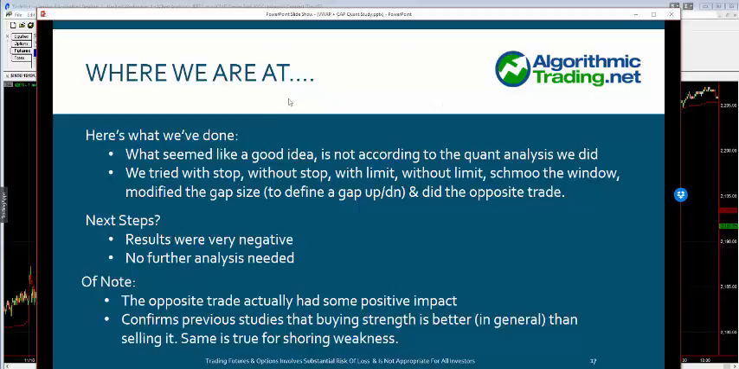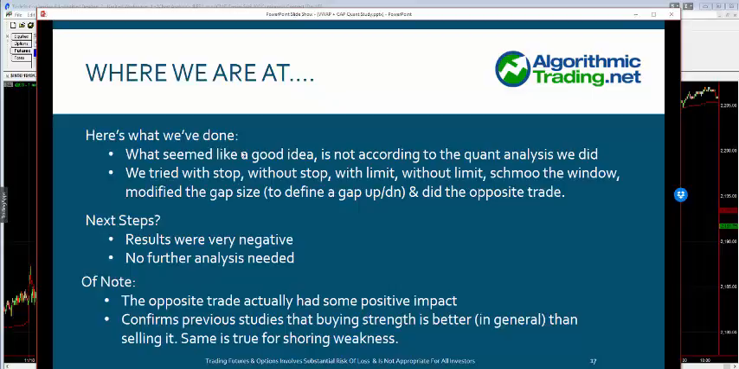So let me just summarize where we're at. What we've done is I took this friend's email of a strategy idea. It made sense, and I thought it would actually do a little bit better than it did. But what seemed like a good idea is really not a good idea according to the quant analysis that I've done. I tried quite a bit to get it to work. I tried with a stop, without a stop, shmooing the stop. We tried with a limit, without a limit, shmooing the limit. We tried changing the window size from 30 minutes all the way up to a few hours. We modified the gap size that would trigger a gap up or a gap down. And then we even did the opposite trade in the end.